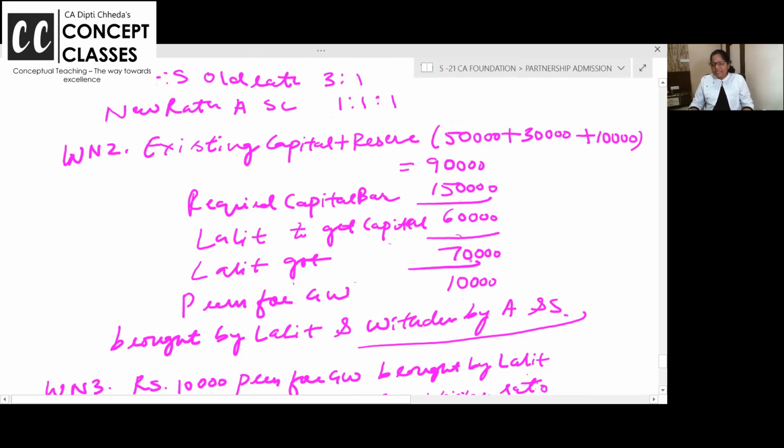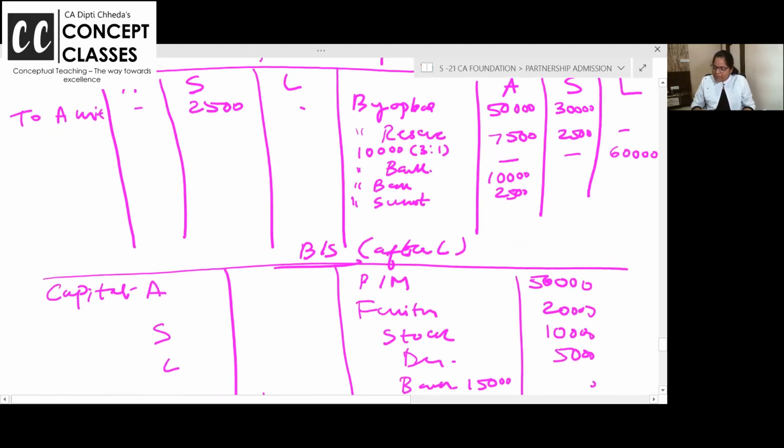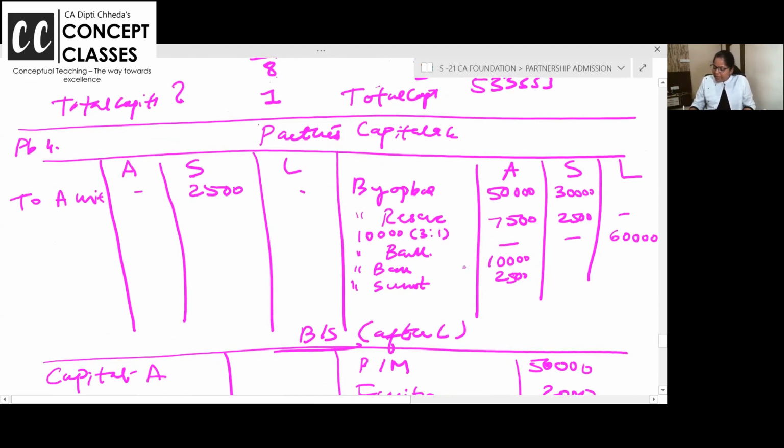Now he got 70. 10,000 he got as premium for goodwill. So if we keep the premium for goodwill, the capital will increase to 160. So now the hidden adjustment is A will withdraw. A's account debit, drawings, goodwill, 10,000. 2,500 is the book entry.